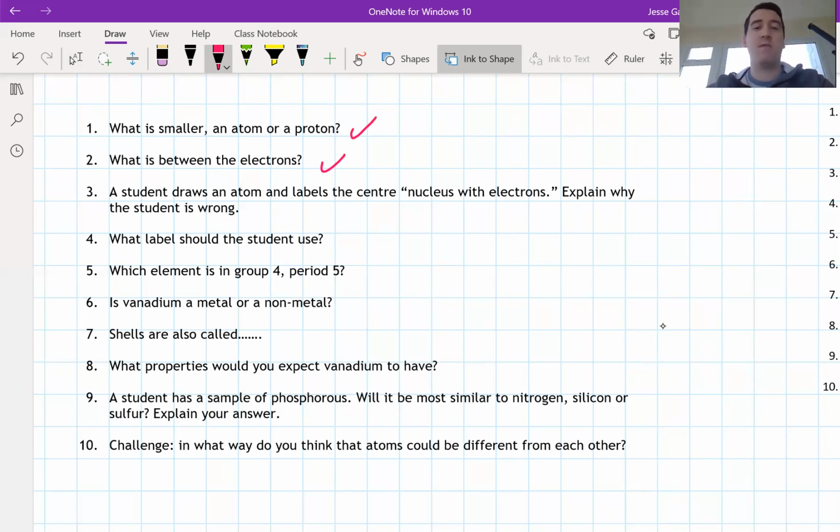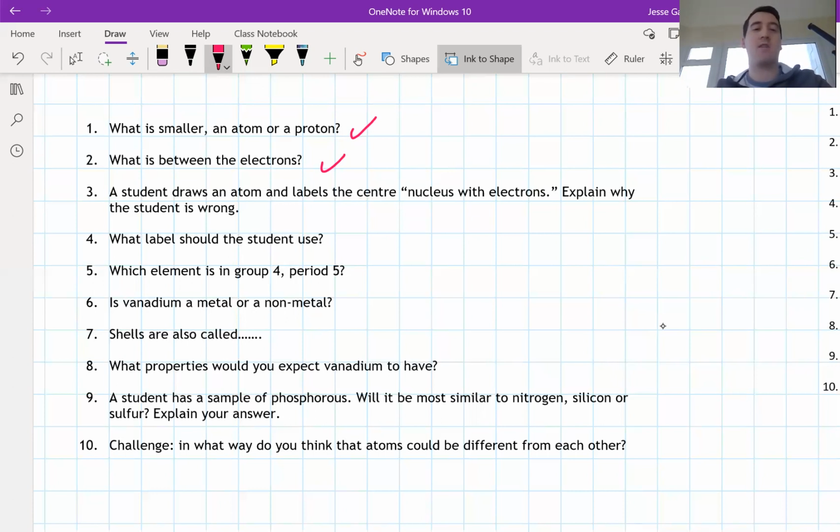Which element is in group 4, period 5? Well, this is one that you're definitely going to need your periodic table for. If you didn't realize that, you need to go and get your periodic table now. Pause your video and do question 5 if you haven't already. Look for group 4, period 5. And if you still didn't know, maybe you can't remember what a group and a period are. A group is a vertical column and a period is a horizontal row. So you need to go to group number 4 and period number 5. I'm hoping that you said the element was tin, and the symbol is Sn, Sn for tin. So well done if you got that right.